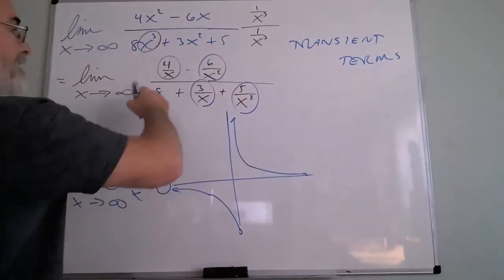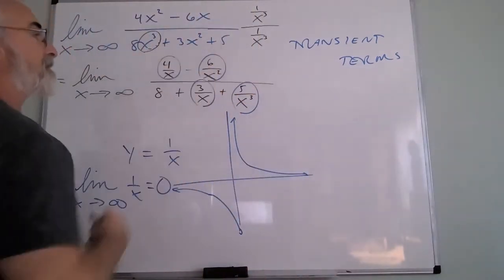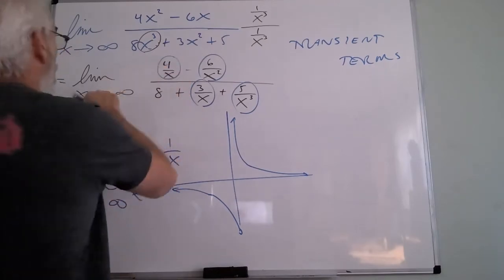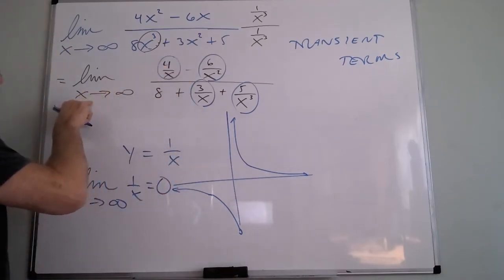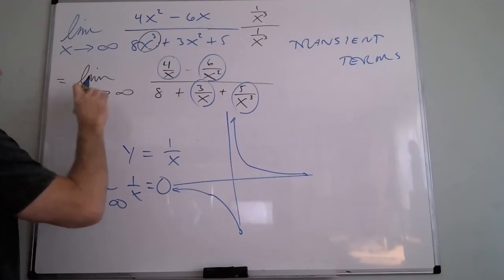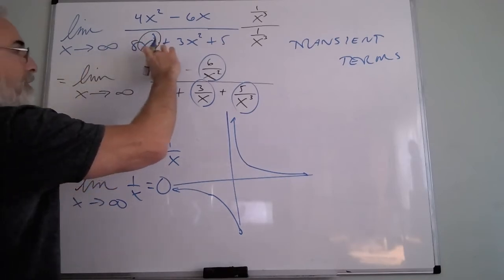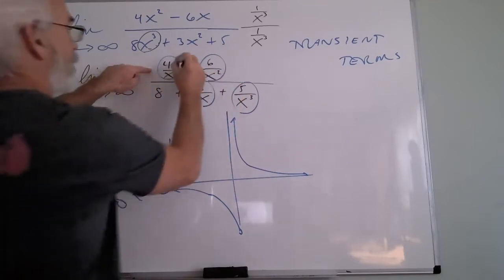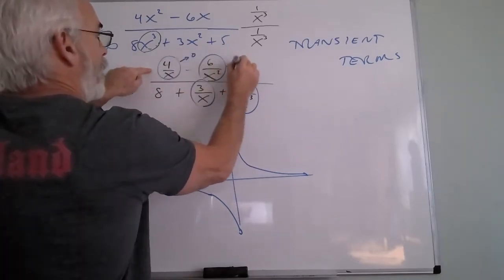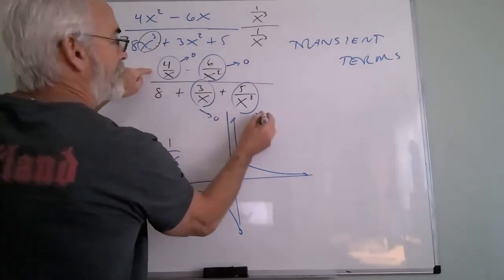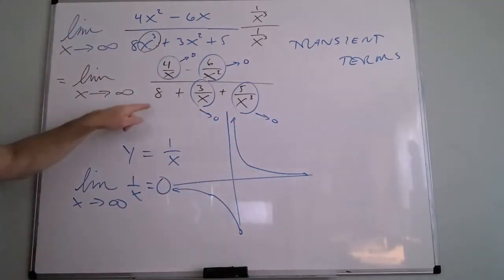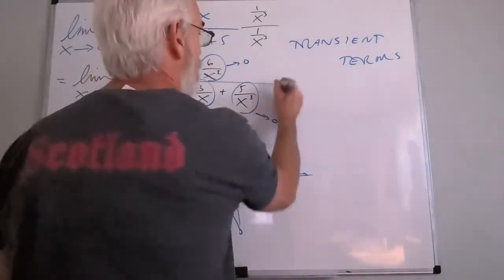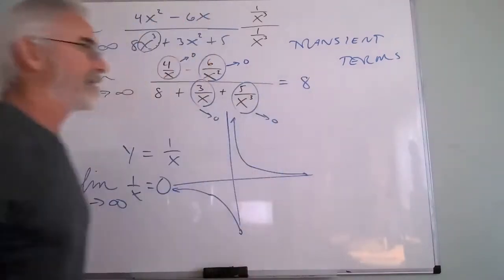And so as x gets bigger and bigger, what is this graph looking like? Well, the limit of a quotient is the quotient of the limits, and the limit of a sum is the sum of the limits. It's equivalent to taking this limit and putting it in front of each of these terms. These 4 terms all approach 0 because they're transient terms. 8 is just 8. So my numerator is clearly approaching 0. My denominator is approaching 8. Therefore, the limit is 8.